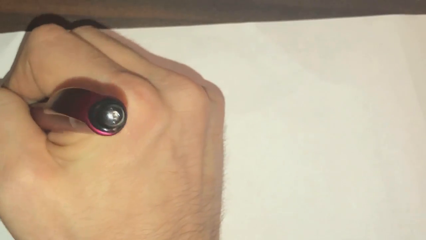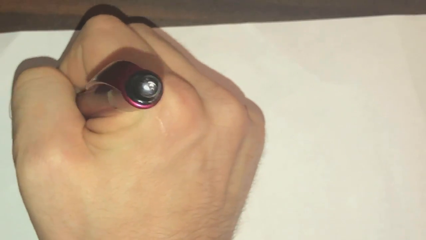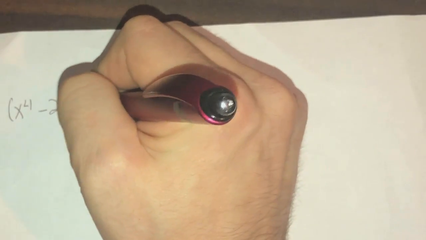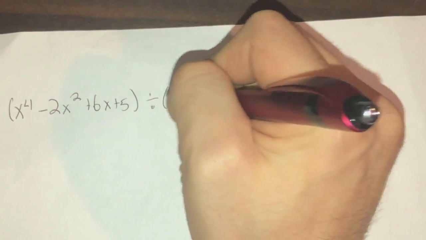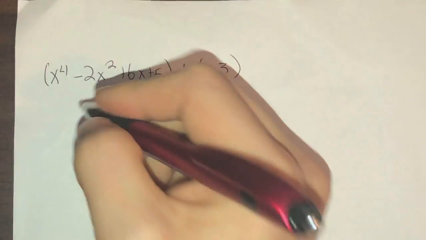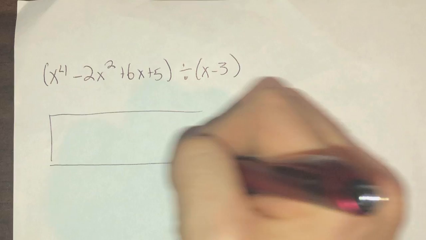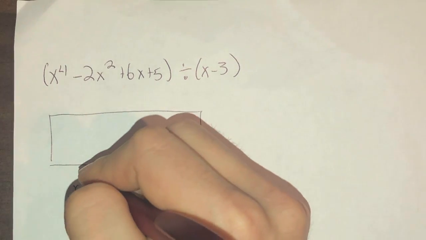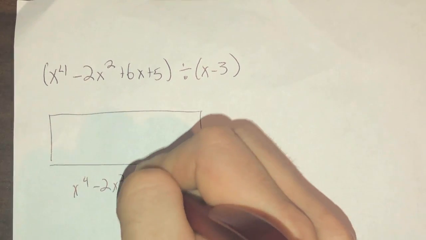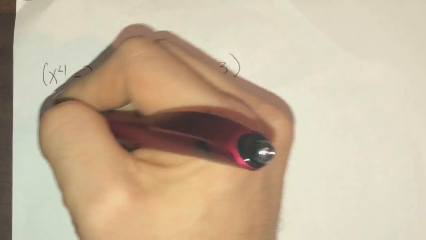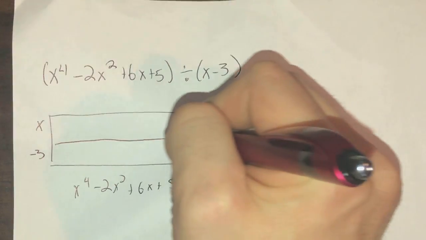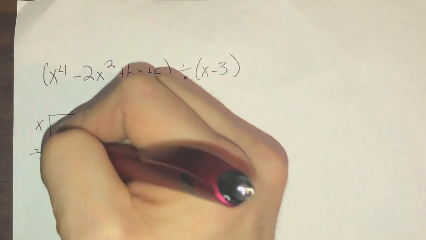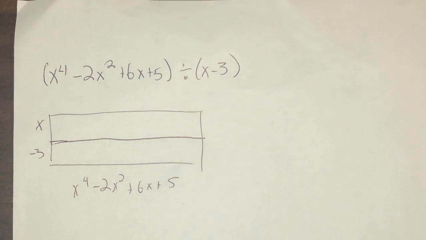So again, our problem was x to the 4th minus 2x squared plus 6x plus 5, divided by x minus 3. So here's the box. I'm going to set up my box, put my answer on the bottom. Okay, put my x, my minus 3, do that out. And I like to make my box an indeterminate length because I don't really know what the final answer is going to be, and that's all right.